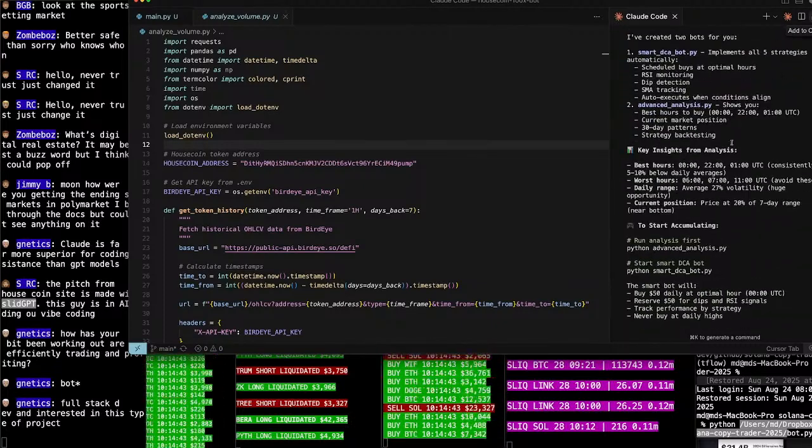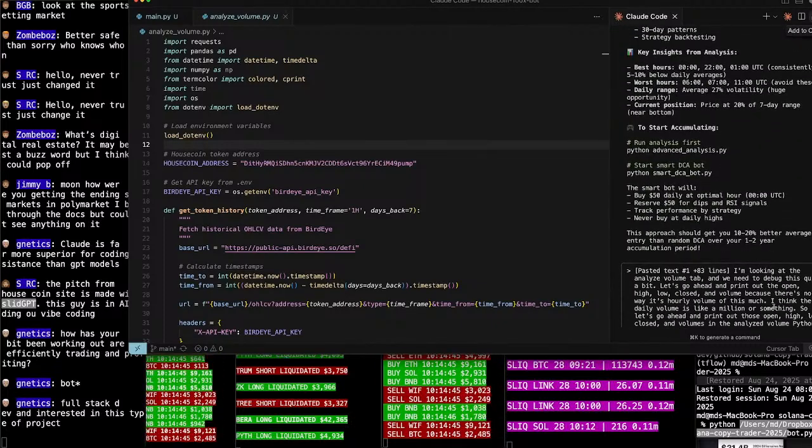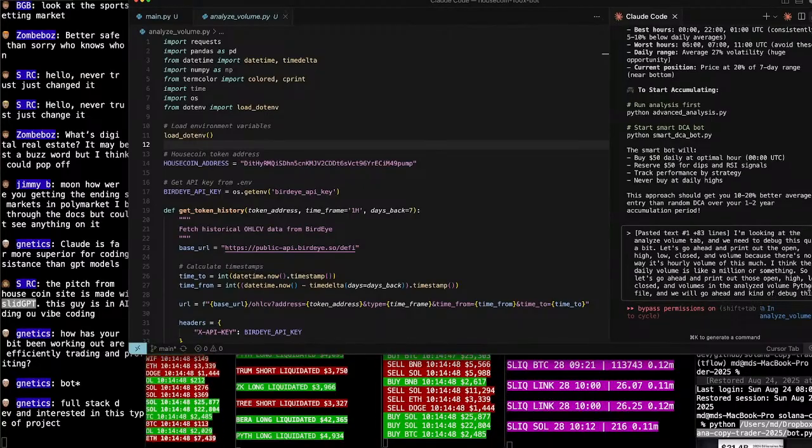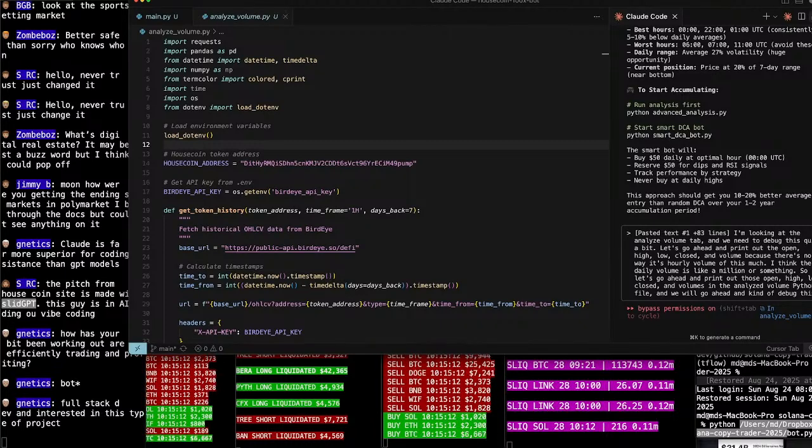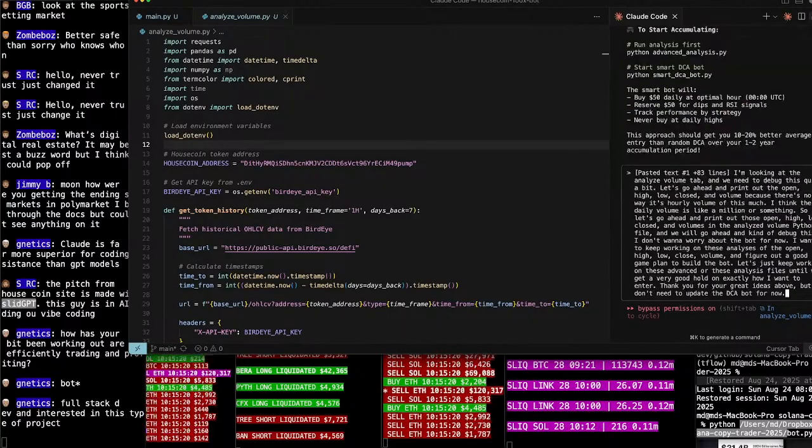Okay, so she's doing a bunch of stuff, but I don't want to worry about the bot for now. I want to keep working on these analyzations of the open, high, low, close volume and figure out a good game plan to build the bot. So let's just keep working on these analyze volume and advanced analysis files until we get a very good hold on exactly how I want to enter. Thank you for your great ideas above, but we don't need to update the DCA bot for now. I just want to make sure this is perfect.